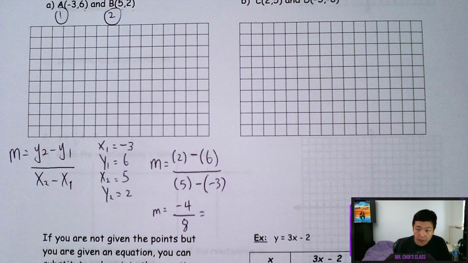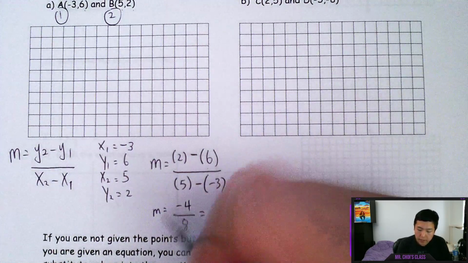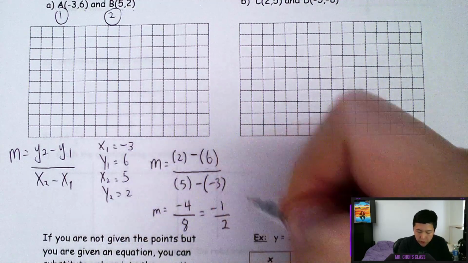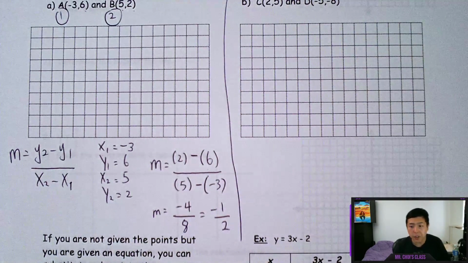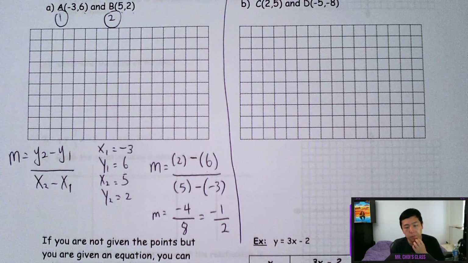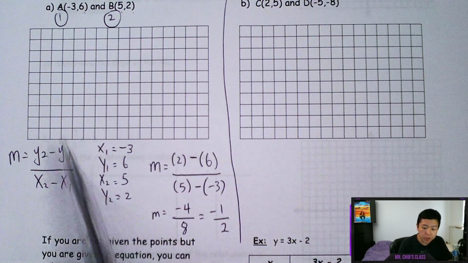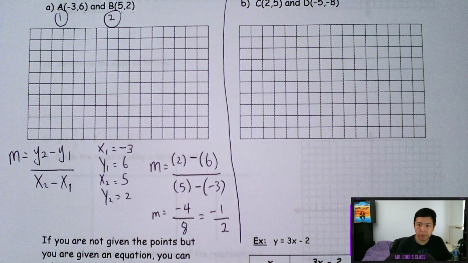And so we can finally finish our answer and say that this is equal to -1/2. And there's our full answer. Okay? So there we have it. We have how we can solve for our slope using our 2 points. Okay? Using this formula here.